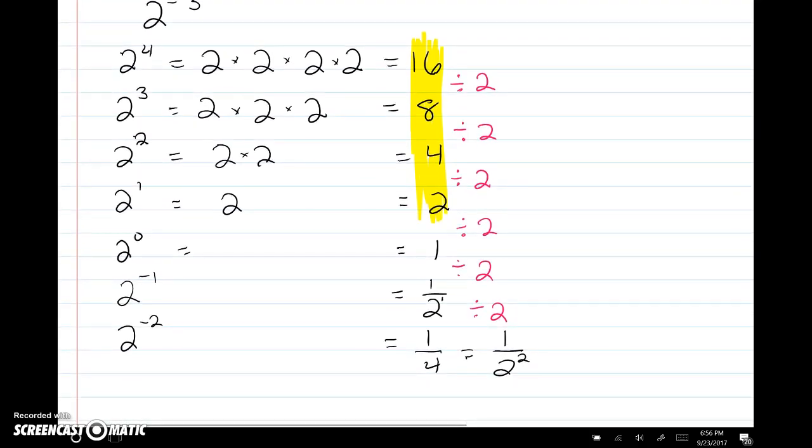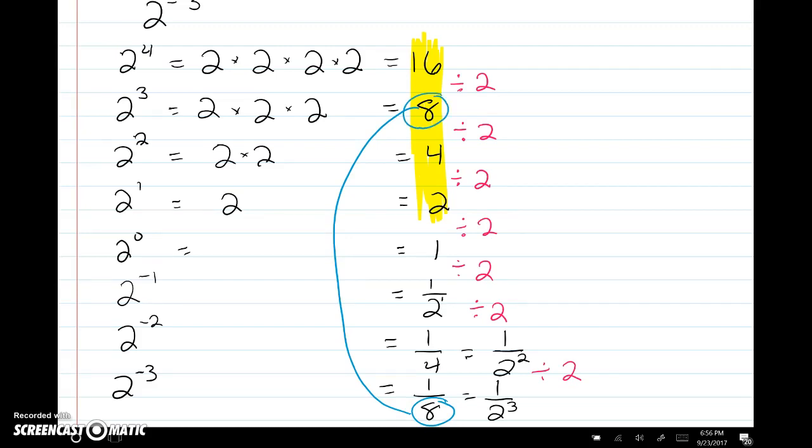So, if I have 2 to the negative third, it's the same. I have to divide 1/4 by 2. 1/8, which is the same as 1 over 2 to the third, because this 8 matches with this 8, which is the same as this 2 to the 3rd. So if you want to know where I got this 2 to the 3rd from and 8, how they relate, there you go.